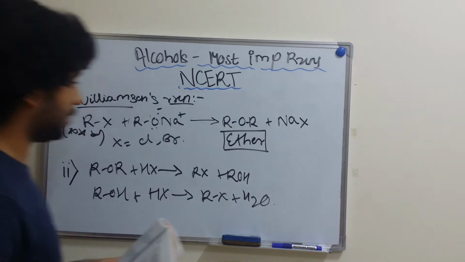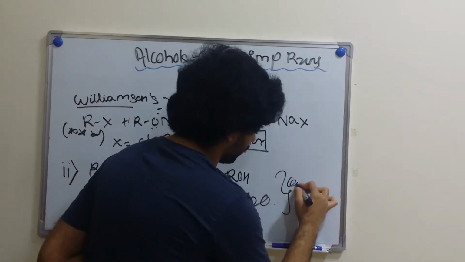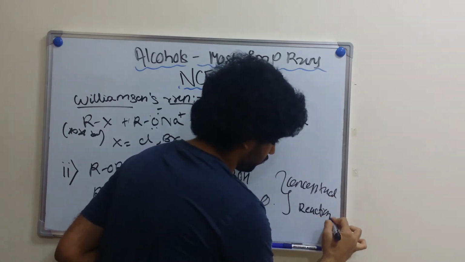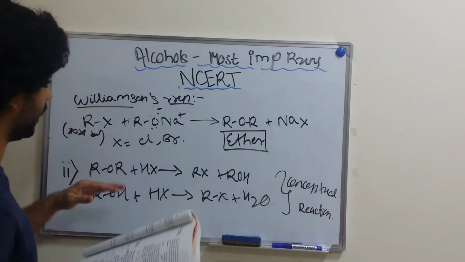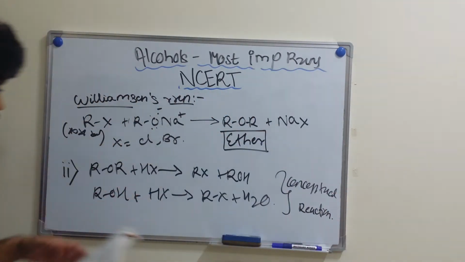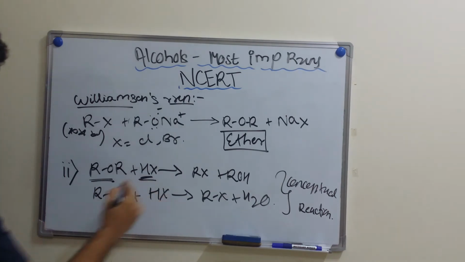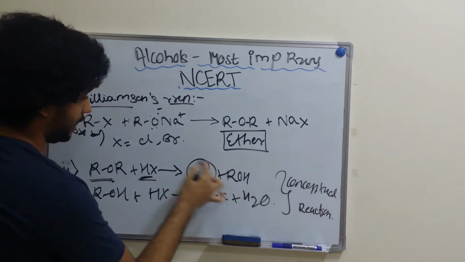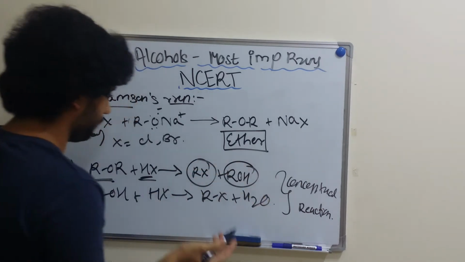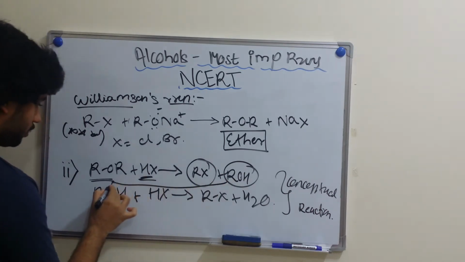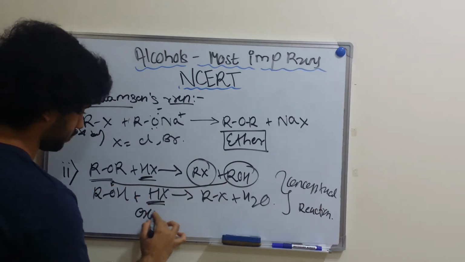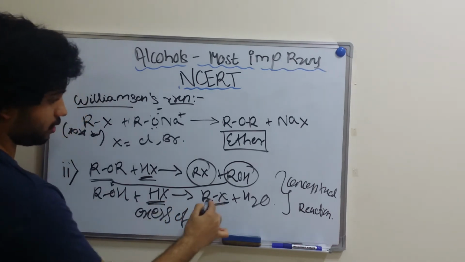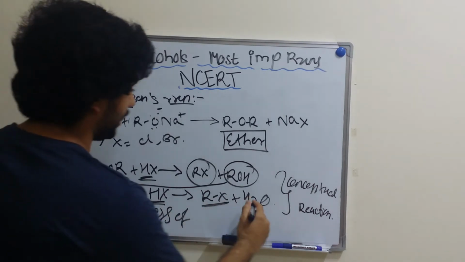So this is not a name reaction, but a conceptual reaction. It's just an application of your Williamson's reaction. That is, you take any ether and add it to a hydrogen halide. Again, a displacement reaction occurs, and you end up getting the alkyl halide and the alcohol. Now you take the same alcohol and add some excess hydrogen halide, and you end up getting alkyl halide plus water.